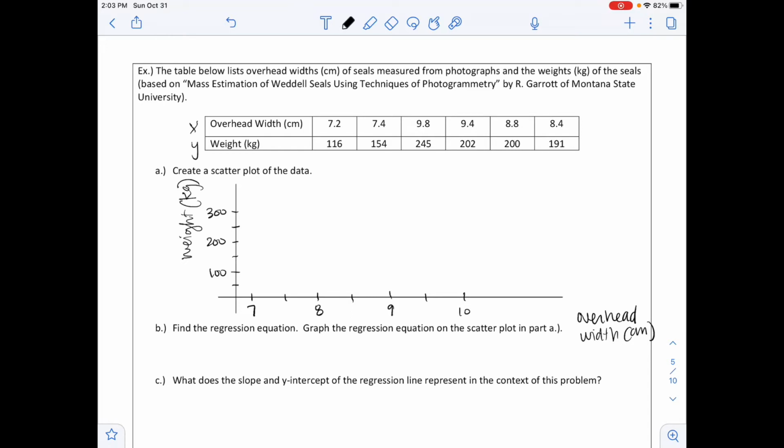So from here we have 7.2 and 116. And do the best you can on this. It's a little challenging to graph decimals and small values. The next value we have is 7.4 and 154. And then the next value we have is 9.8 and 245. The next one we have is 9.4 and 202. The next one is 8.8 and 200. And then the next one that we have is 8.4 and 191.